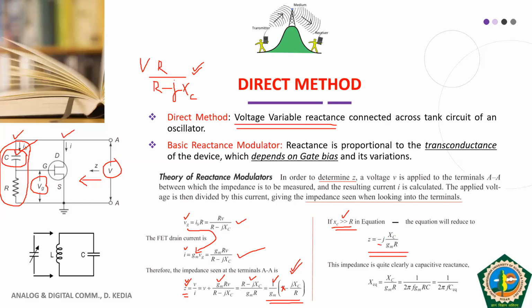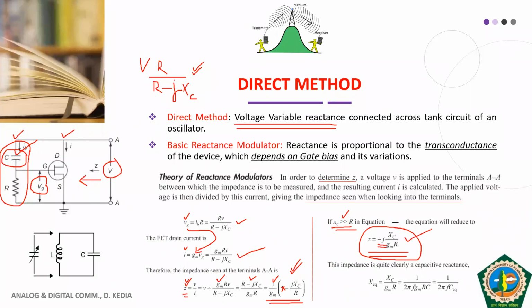And this minus j, you all know, is just because of the mathematical property of the iota or complex number, and it is coming due to the capacitor part. So this is our resultant impedance when we look into this AA terminal, and we take the value of XC very, very greater than R.